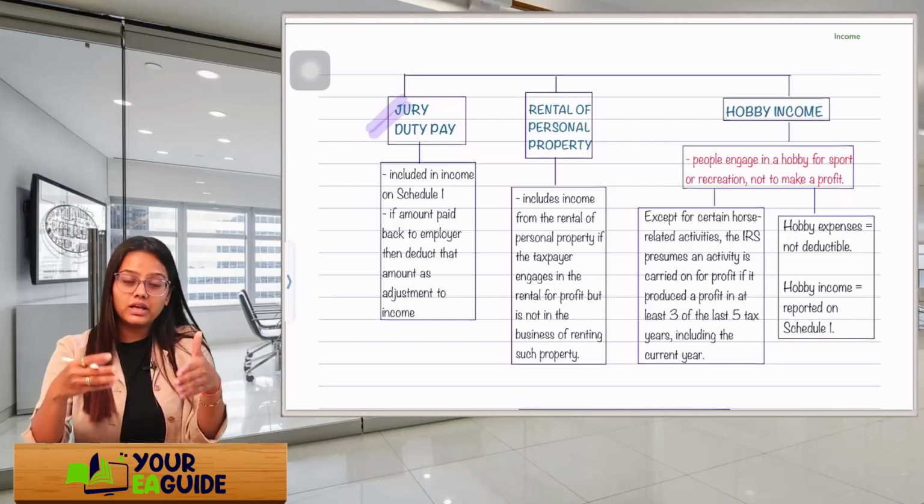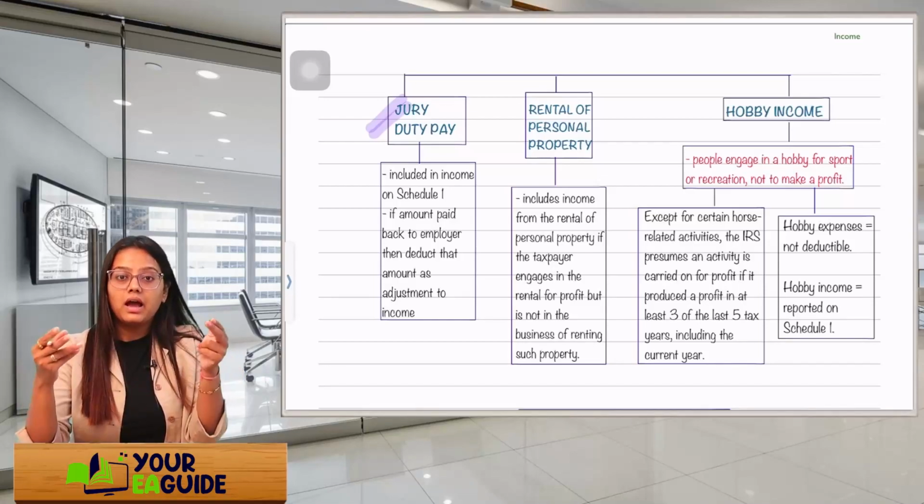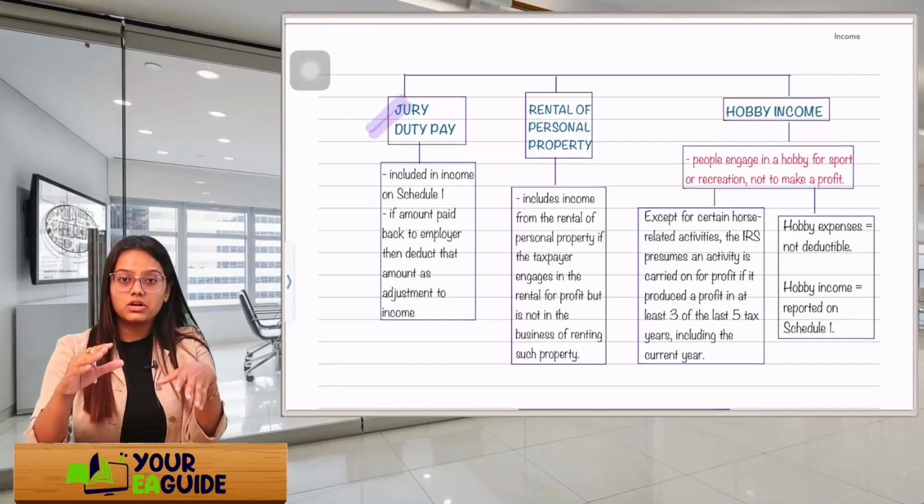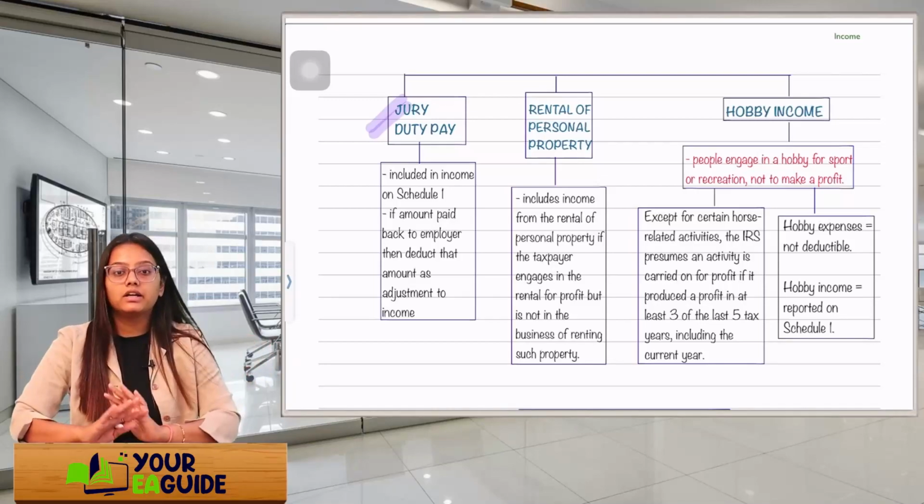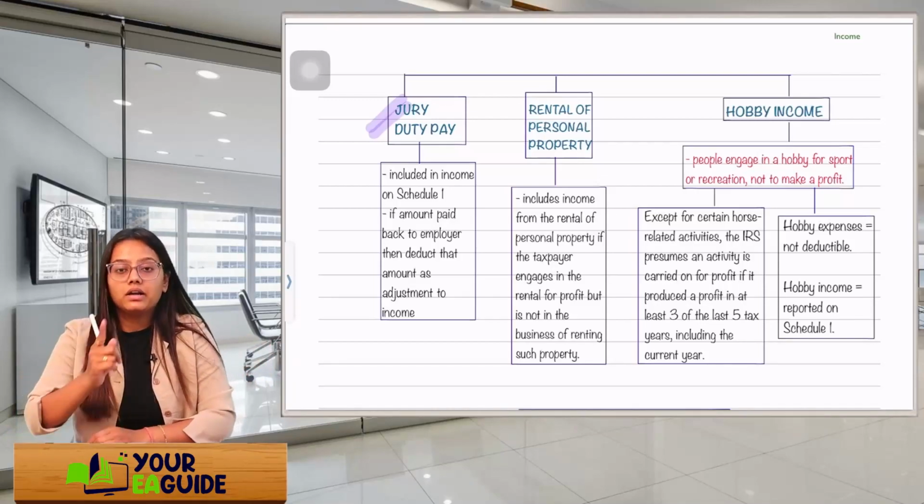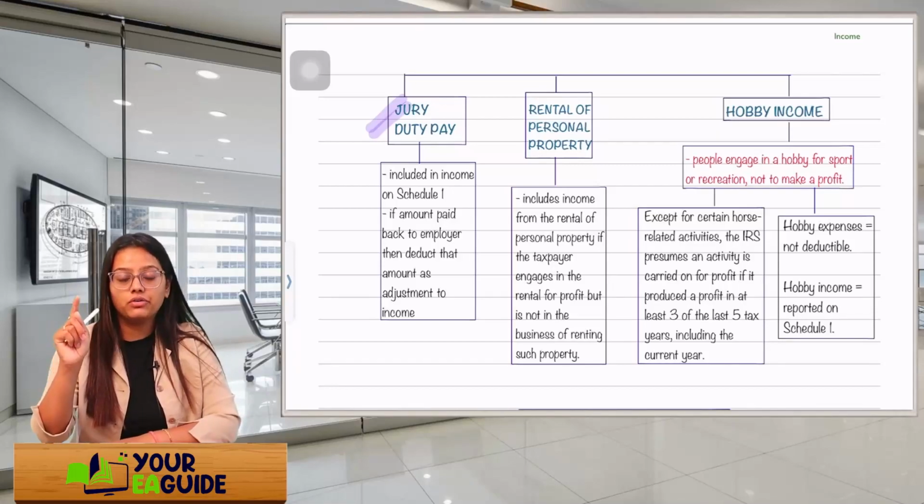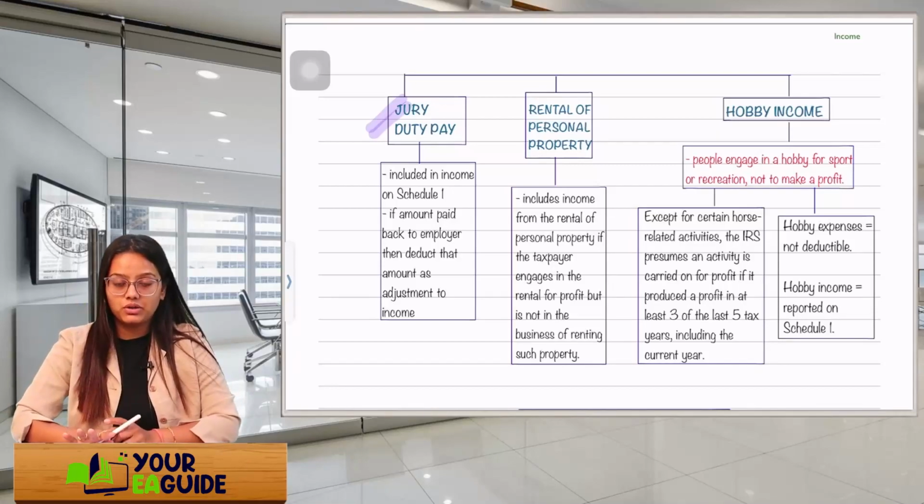On the jury, they are doing the duty, and in that case, if they earn, it is included in the income. Okay, if the amount is paid back to the employer, now let's say they are earning something and paying back to the employer, then it is not to be excluded; it will be deducted. First you need to straight away include it and then take a deduction as an adjustment to income.